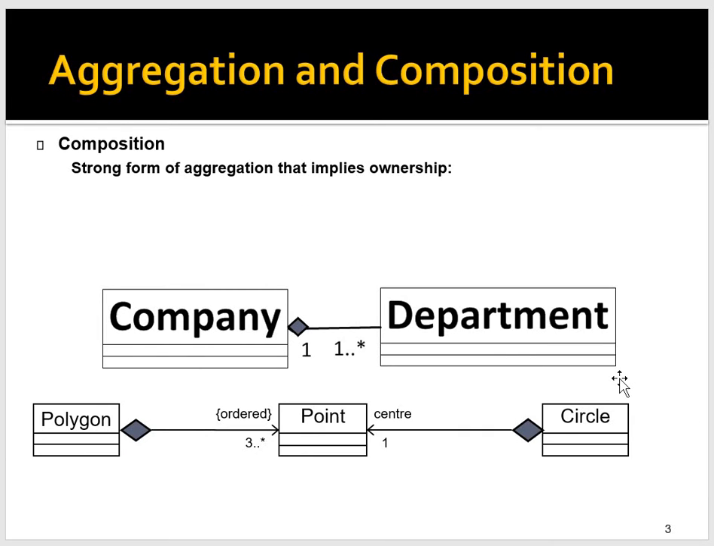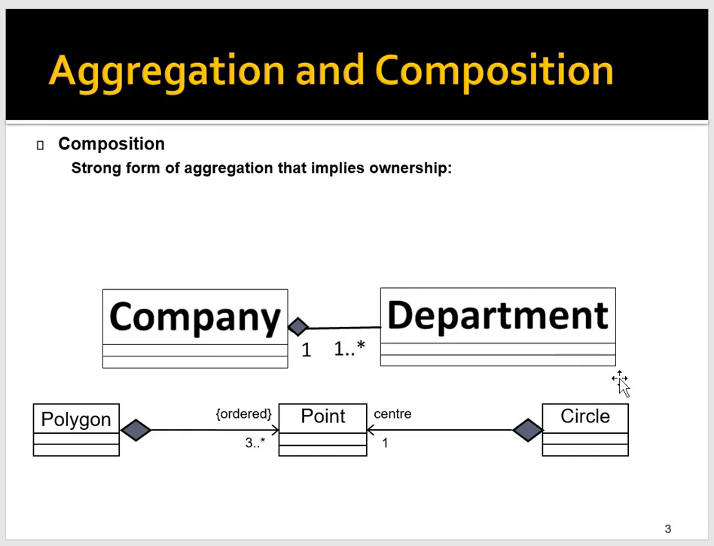In composition, we have a strong form of aggregation that implies ownership. Now we can see two classes, company and department. The department has a strong relationship with the company. That is, the company is the main class, and the department is the child class, which has a strong aggregation. If the company doesn't exist, it means that the department will not exist. But in the case of aggregation, if the main class doesn't exist, the child class may exist.